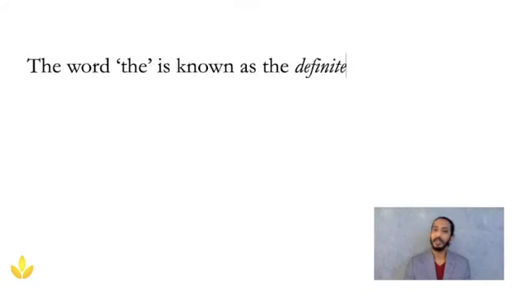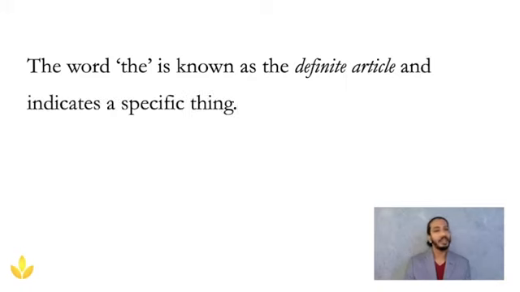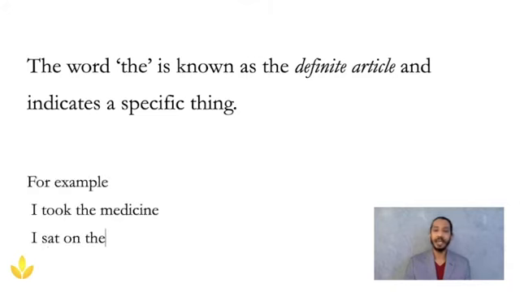The word the is known as the definite article and indicates a specific thing. For example, I took the medicine. I sat on the chair. Here, the refers to the very specific thing that you have consumed. For example, I took the medicine. So it is very specific about the medicine which you consume.